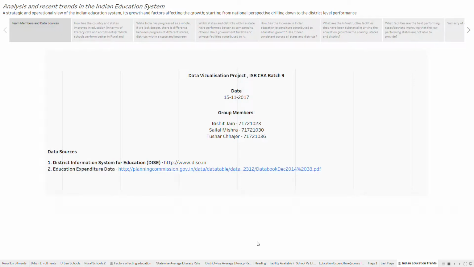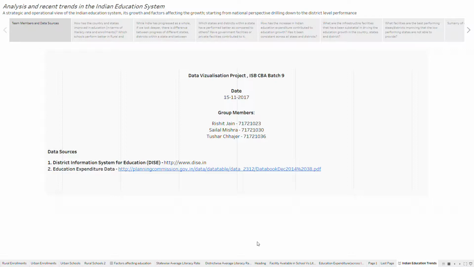Hello everyone. This is an analysis and a report on the recent trends in the Indian education system, which provides a strategic and operational view of the education system in India, its growth, and the factors affecting the growth. This has been created as part of the data visualization coursework of the ISB CBA program.